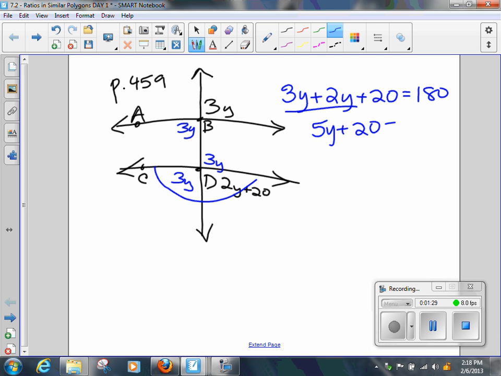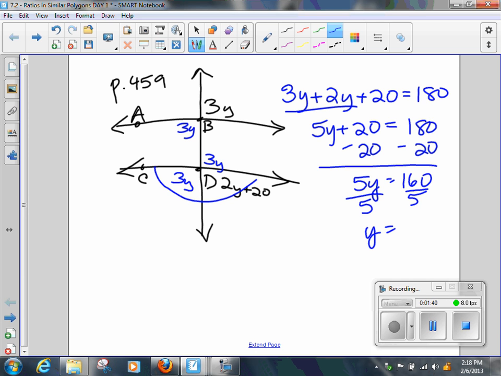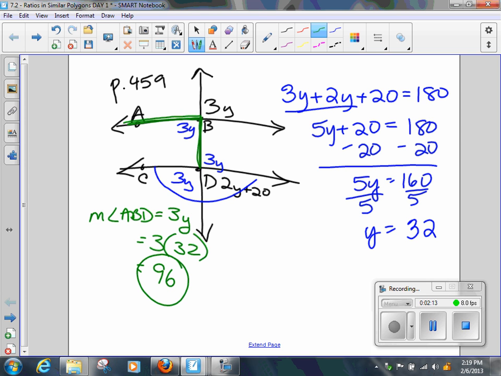Add like terms, and I get 5y plus 20 is equal to 180. I'm going to subtract 20 from both sides, and I get 5y is equal to 160. I'm going to divide both sides by 5, and I get 160 divided by 5 is 32. Sounds good to me. Okay? Y is 32. That's not my answer because number 55 says I need to find the measure of angle ABD, which is 3y. So the measure of angle ABD is 3y, or 3 times 32, which is 96.